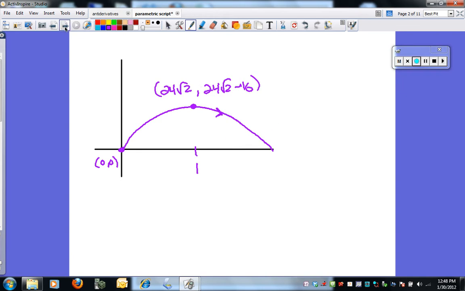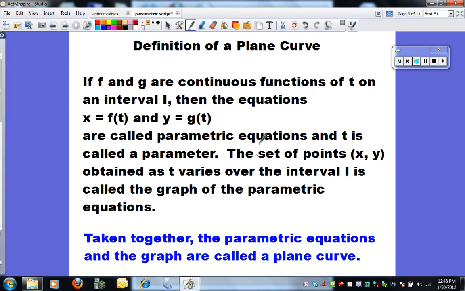So I'm going to let you pause for a second to get the definition of a plane curve. If you want to pause the video so you can write this down, so you can read it. I'm not going to read everything to you. I think you can easily read it.